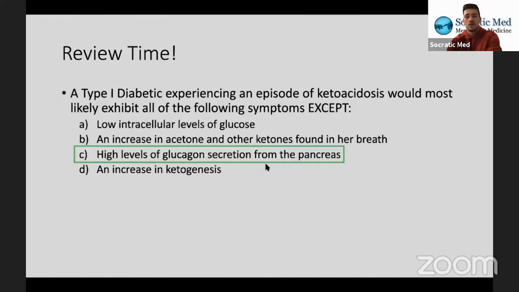C is incorrect because high levels of glucagon secretion from the pancreas would not occur. Glucagon is secreted when there are low blood glucose levels, and we would not expect a person experiencing ketoacidosis to have low blood glucose levels. They will probably have very high blood glucose levels, and they just can't get the glucose into their cells.